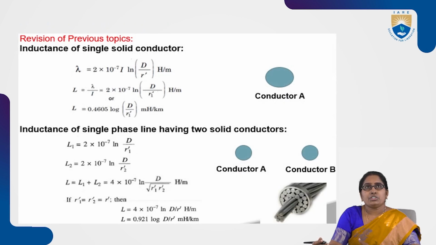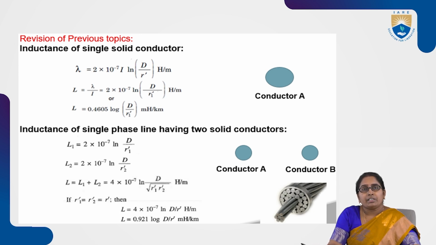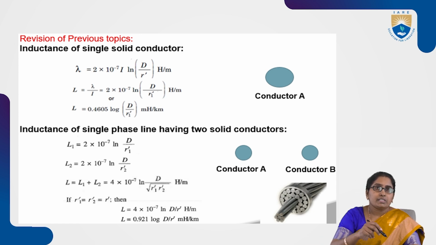Just a revision of the previous topic. In the previous class lecture, I explained the inductance of a single phase transmission line when there are two conductors, and each conductor is a stranded conductor. First, for a single conductor, only one conductor.